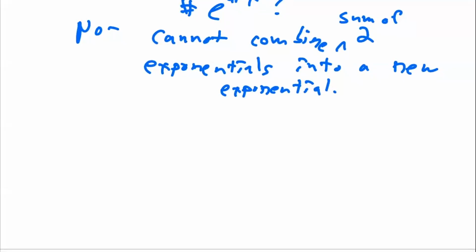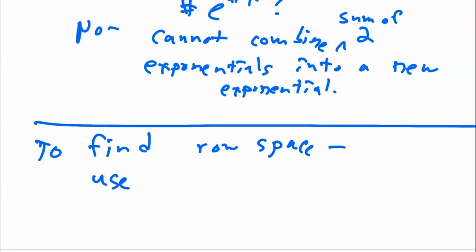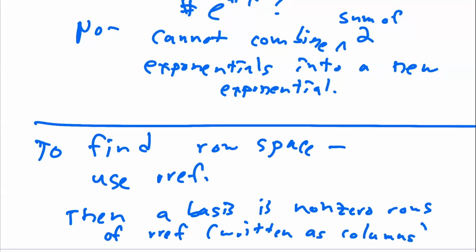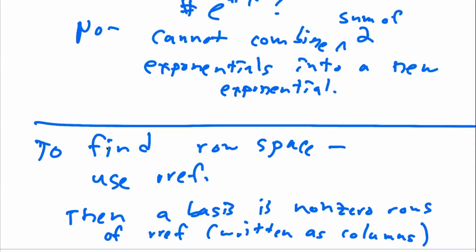Okay, so to find the row space, use reduced row echelon form, then a basis is the non-zero rows of the reduced row echelon form written as columns. Allie, does that make sense? You still have a question.